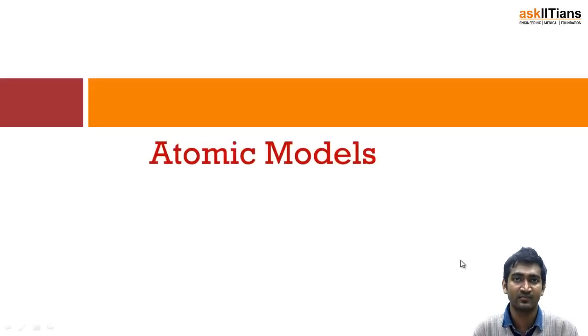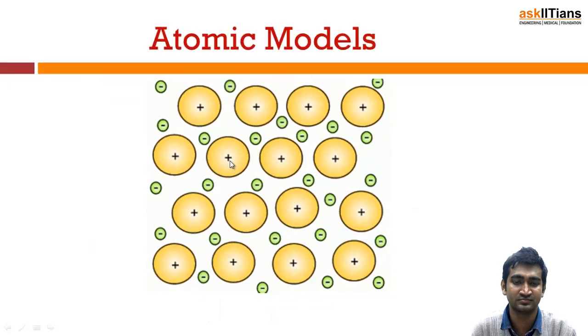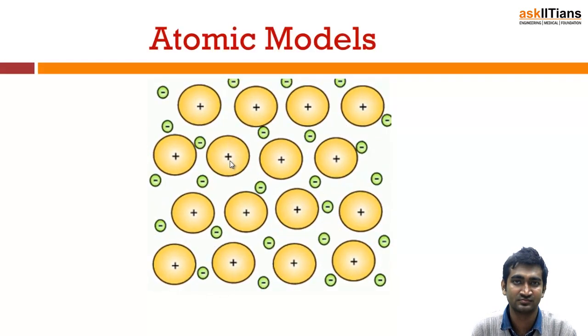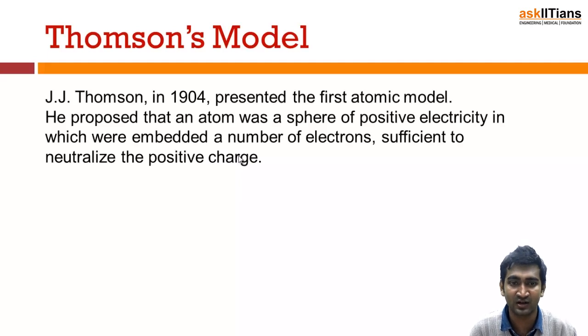Let's now discuss various atomic models. So the first model of the atom was given by J.J. Thomson. Thomson's model is very famous, known as the plum pudding model, like plums on a pudding or cake. He proposed the model in 1904. And what did he represent the model as?